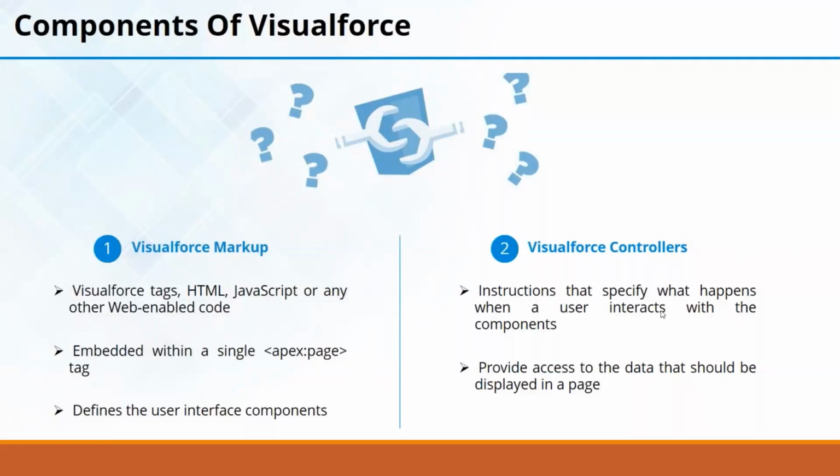Okay, so how we interact with that? Maybe some search bar, maybe some button, how we interact with the backend. It provides access to the data that should be displayed on a page. Okay, so basically you can search anything from the backend through your Apex code and show it on the front. Okay.